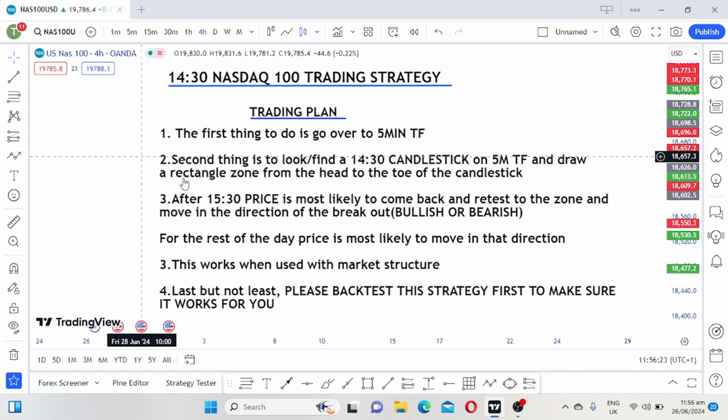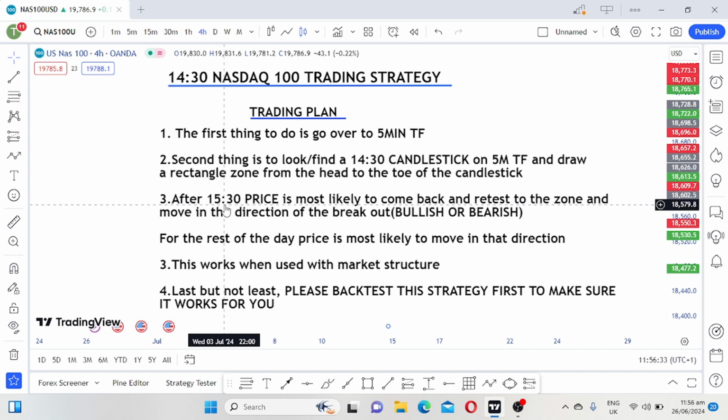And number 3: after 1530, as you can see here, price is most likely to come back and retest the zone and move in the direction of the breakout, bullish or bearish. Let me go through this again. After 1530, price is most likely to come back and retest the zone and move in the direction of the breakout, bullish or bearish. And for the rest of the day, price is most likely to move in the direction of the breakout for the whole day.